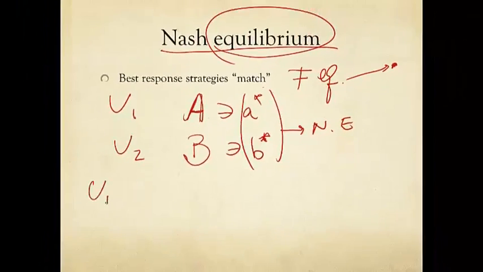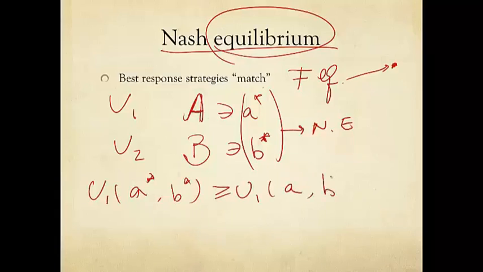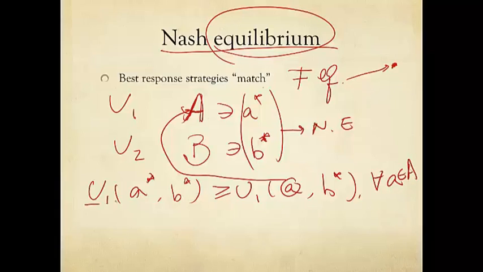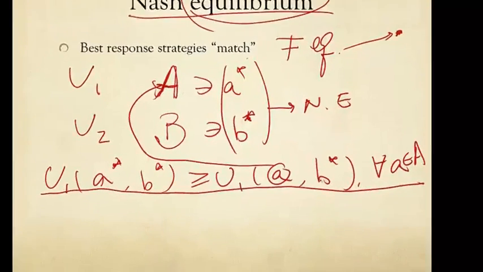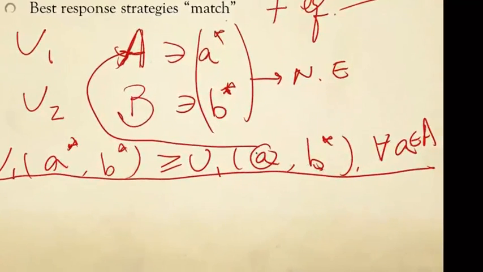First, the first user's utility at this point, A star, B star, will be no smaller than the utility where user 2 sticks to B star and user 1 is free to pick any A in the set of possible strategies. Okay, that's for all A in the set A. This simply says that, hey, if the other player doesn't move away from B star, I have no incentive to move away from A star. And that's the key word.